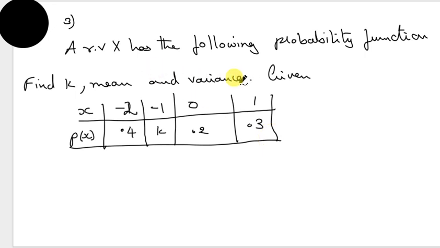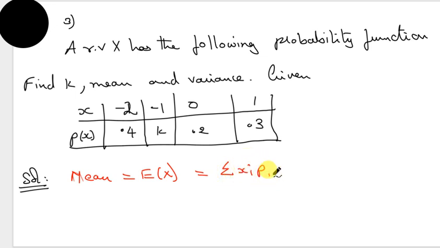Right. So before we proceed to the problem, we should know what is mean and what is variance. Mean, in other words, is expectation. So mean equals, in general, E of x. This is the summation of xi into p of xi, running over i.